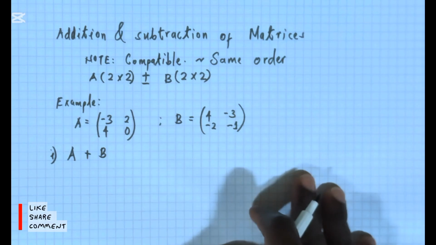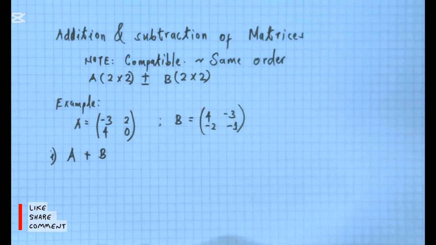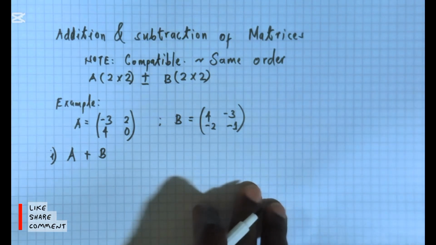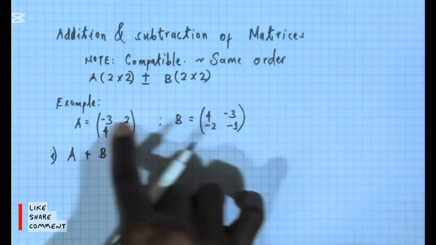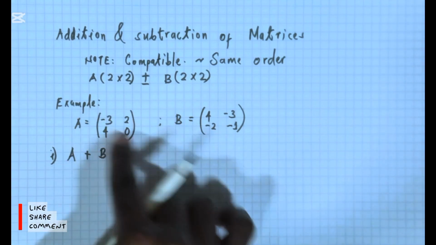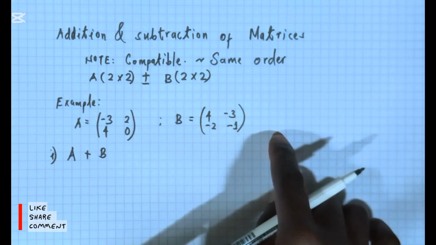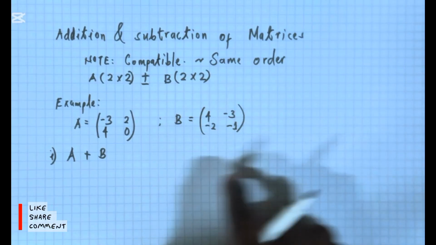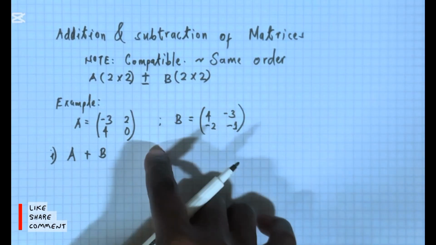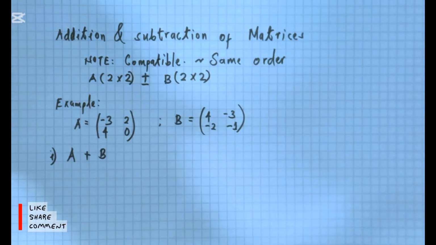Before we add or subtract, remember what we said, that we want to check the orders. Matrix A is of order 2 by 2, two rows, two columns. Same for matrix B, two rows, two columns. So these two matrices are compatible, which means we can go ahead and add them.